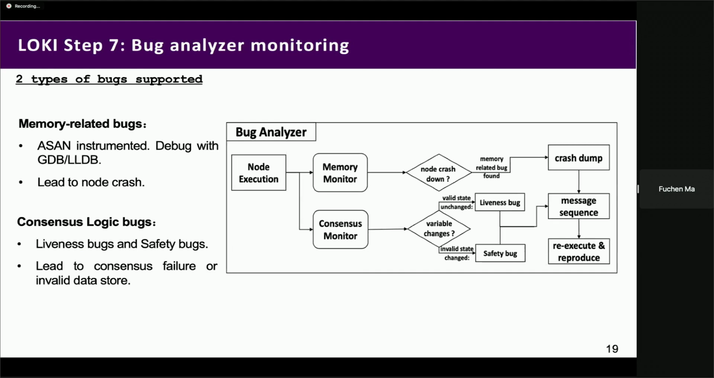Memory-related bugs can always lead to node crashes. And the other one is a monitor related to consensus logic. LOKI checks whether there is a bug that violates the liveness and safety features of a blockchain system. These bugs can lead to a consensus failure or invalid data storage.